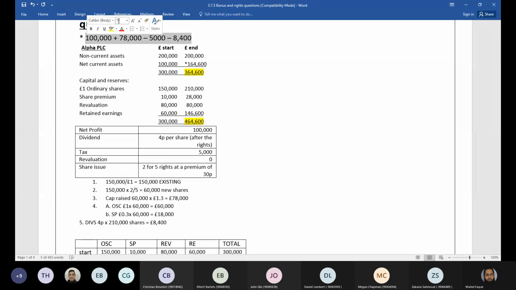Okay, so let me just resize this. Plus the 100,000. Profit generated has gone into the bank. So that is actually 264. That is 464, and that means the top half and the bottom half are equal. Okay, so remember that for the next question as well.